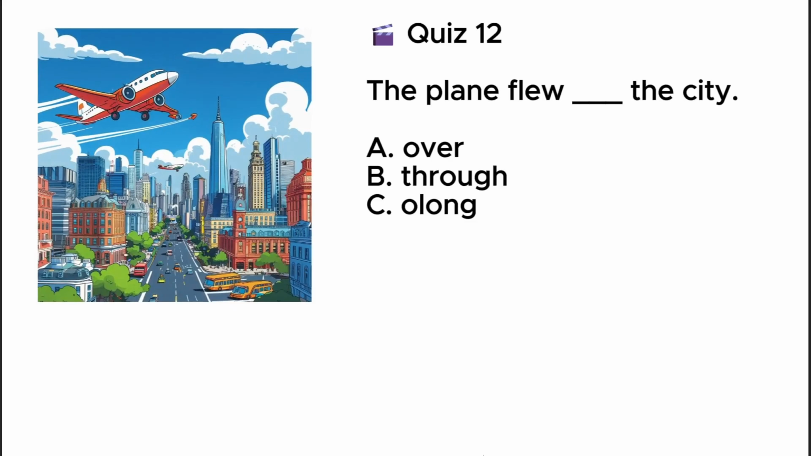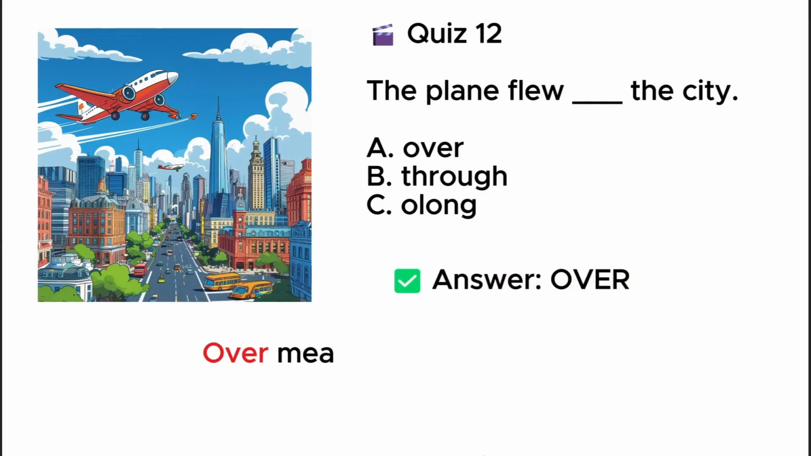Watch it fly. Where is the plane? The plane flew over the city. "Over" means above something.